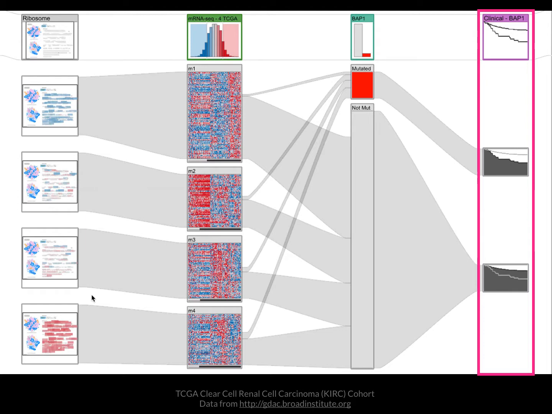And what you see is a very striking difference. Here, red means upregulated relative to the mean of the cohort, and blue means downregulated. So relative to the average expression levels for the ribosomal genes in this cohort, cluster M4 has the ribosomal genes highly upregulated, and cluster M1 has them downregulated.